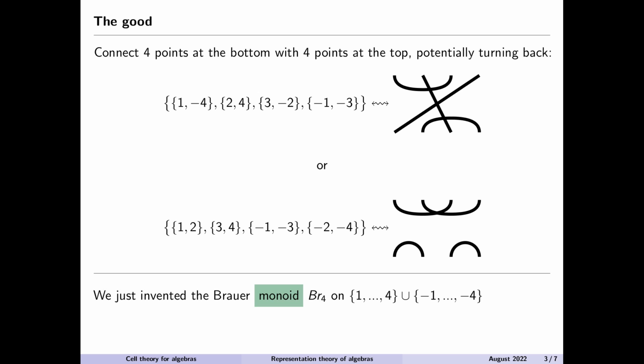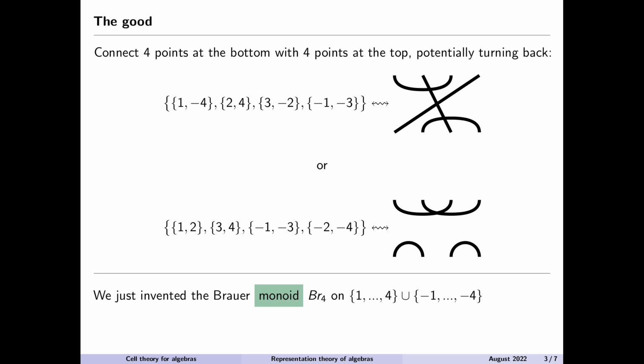So this is a partition, and if you would like to feed it into a machine, it works as follows. Here, you see 1 is connected to minus 4, 2 is connected to 4, 3 is connected to minus 2, and the last one, which one was missing? This one, minus 1 is connected to minus 3. And that's a partition of the set.